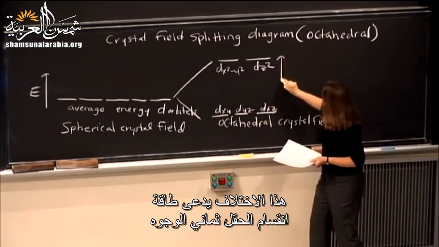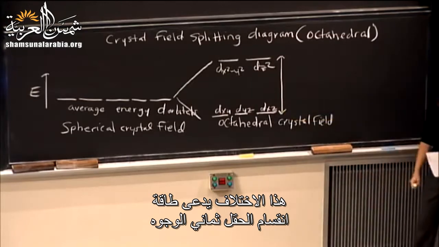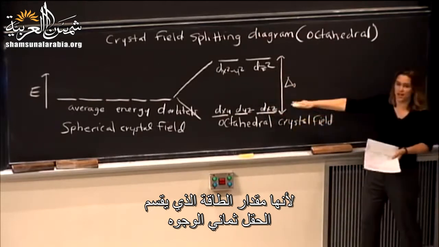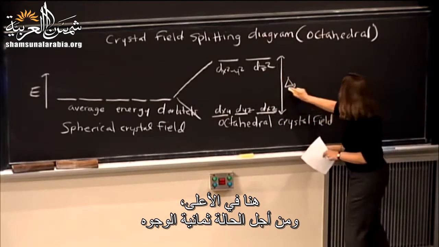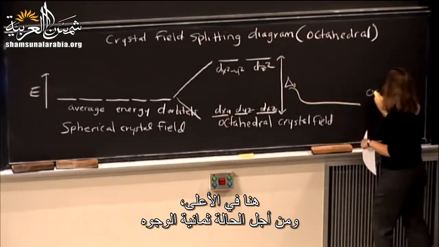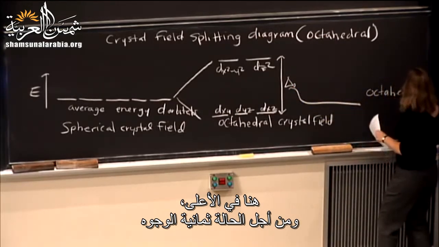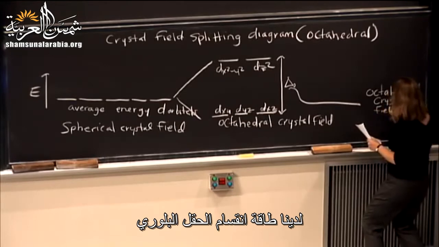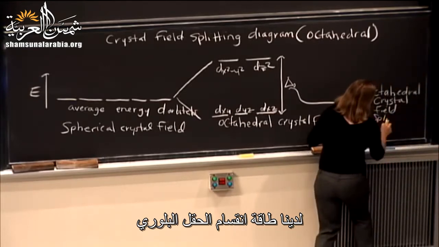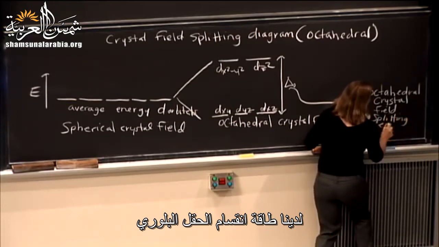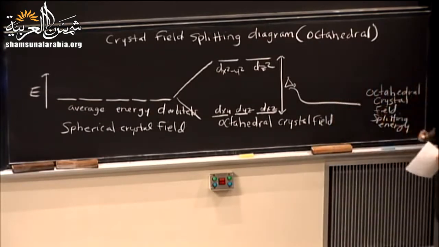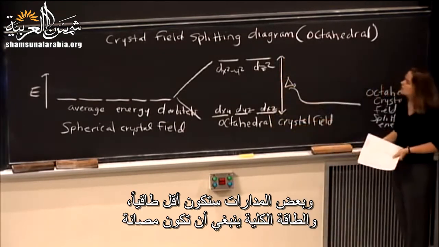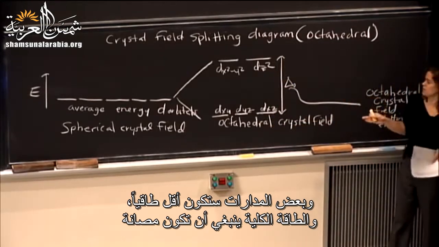This difference is called the octahedral field splitting energy because it's the amount of energy that the octahedral field is split. So over here, this is for the octahedral case, crystal field splitting energy. And again, some of the orbitals go up in energy, some of the orbitals go down in energy, and the overall energy needs to be conserved.